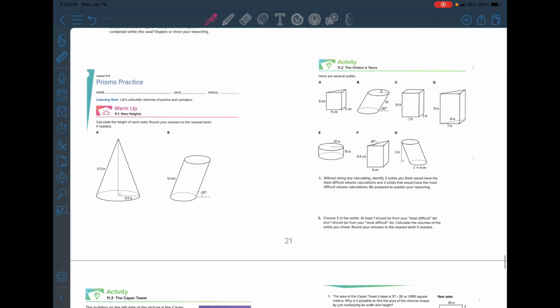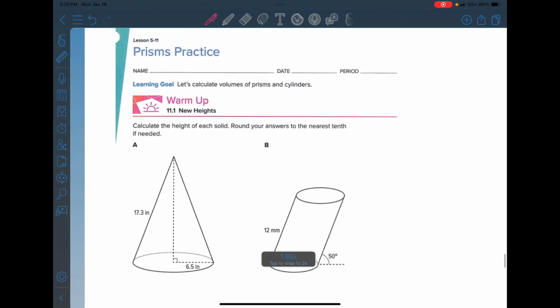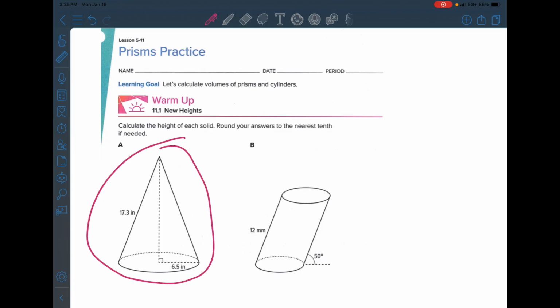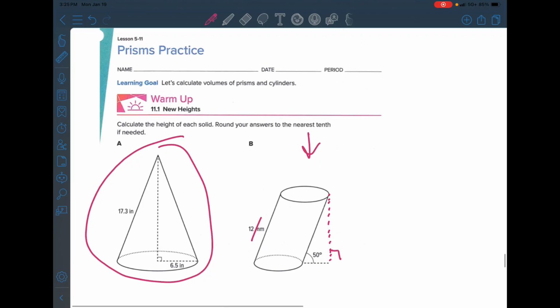Let's go to this page, your next unit. It says calculate the height of each solid. Round your answers to the nearest tenth. Well, we don't know how to calculate this yet because I haven't shown you. So we're just going to calculate this one here. We don't have our height. We have our slant height, but we're not going to use that, okay? So we need to find this.